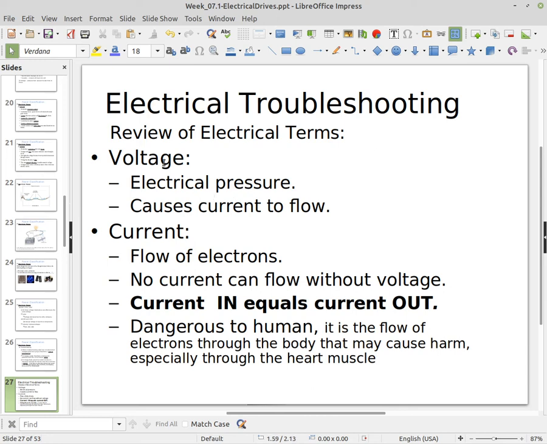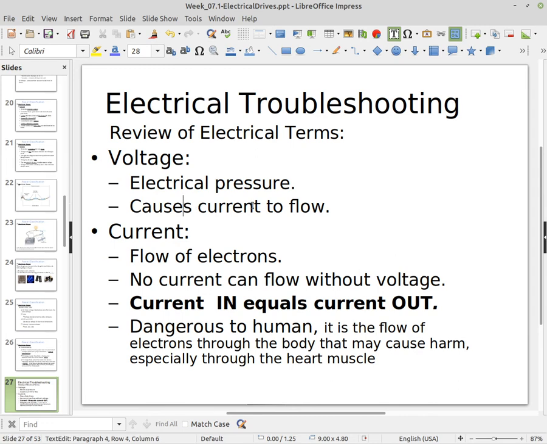Alright, so remember, it's the voltage that creates that electrical pressure and causes the current to flow. The flow of electrons is the current, but we need that voltage to push it. Current in equals current out, so the current through a direct circuit, if it has no other path to go, is the same everywhere within the circuit.